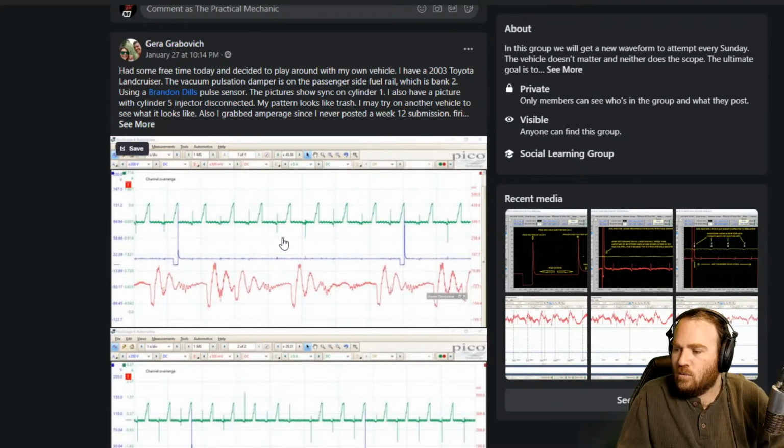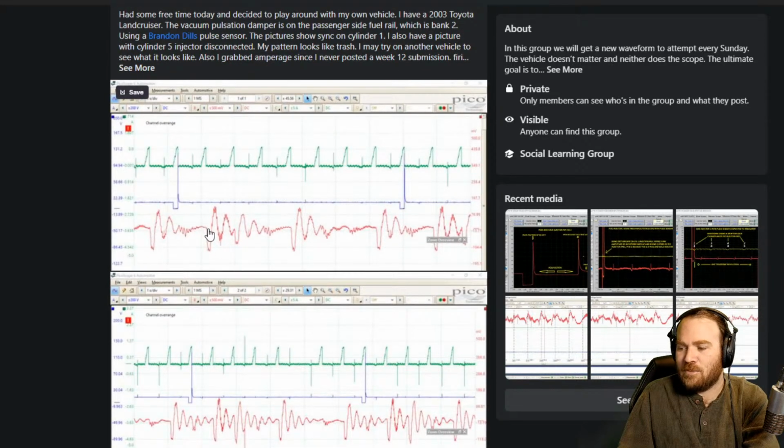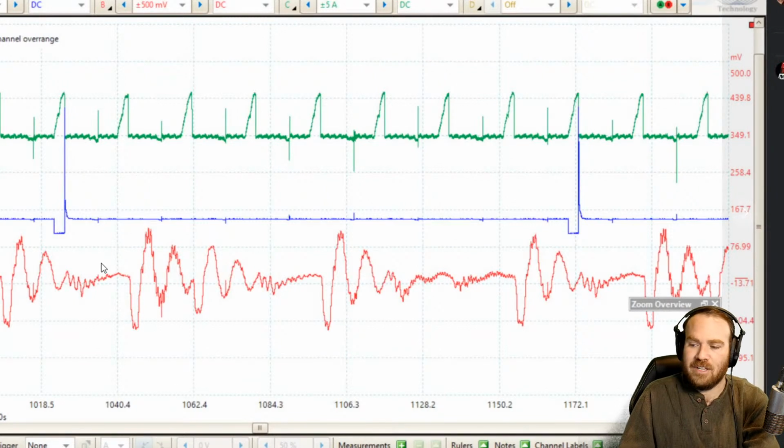Oh, Jira, here's the one with the Land Cruiser, I believe. 2003 Toyota Land Cruiser. So this is the 4.7 liter V8. And this one I would say is the same type of deal that we ran into with the LS. When everything is connected, which I believe is what this waveform is, it doesn't look like we have 8 firing events. It looks like we have 4 firing events of the injectors.